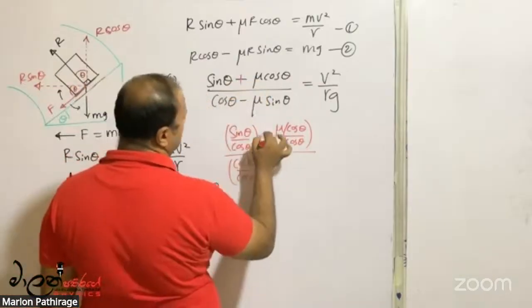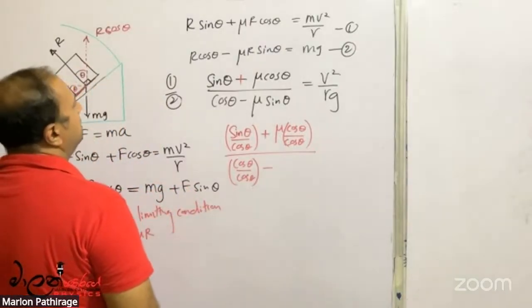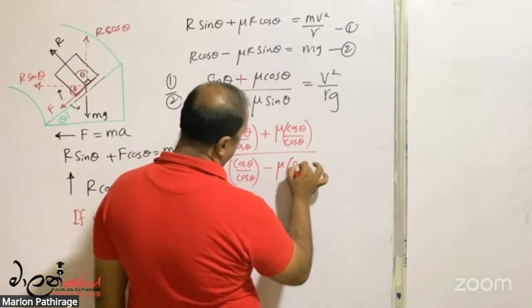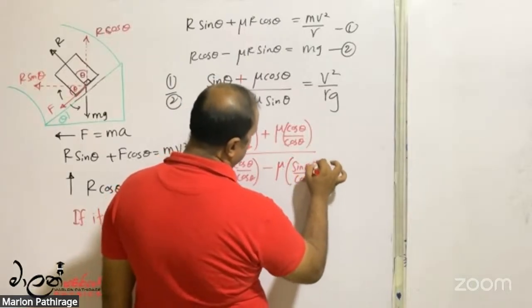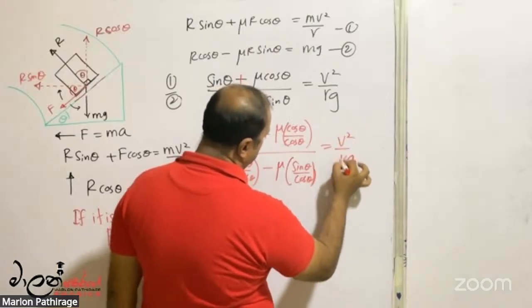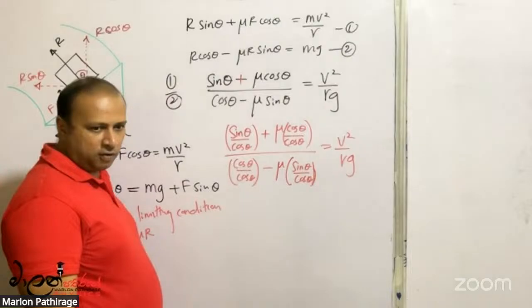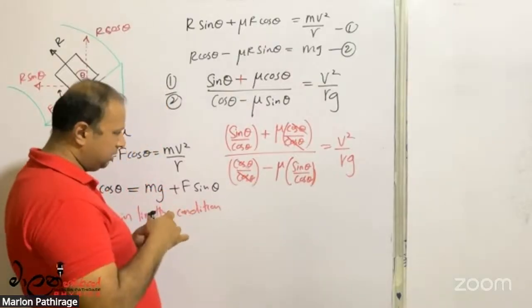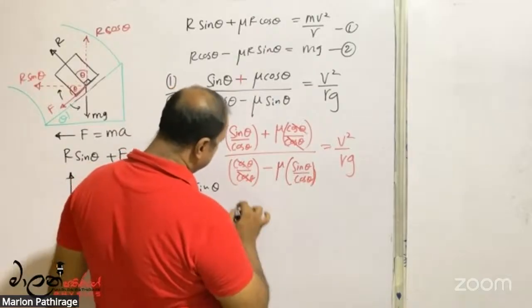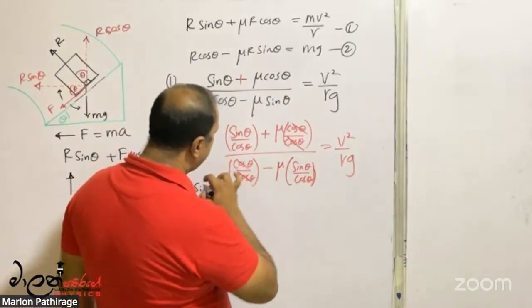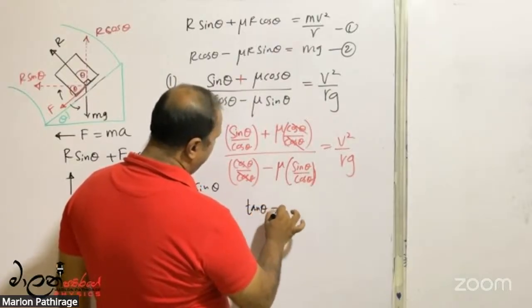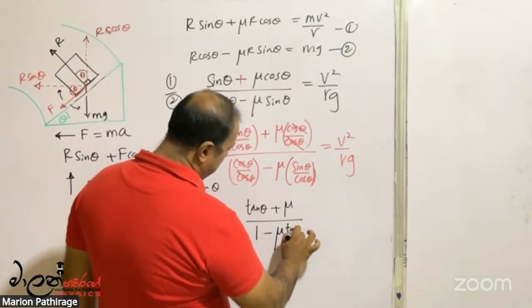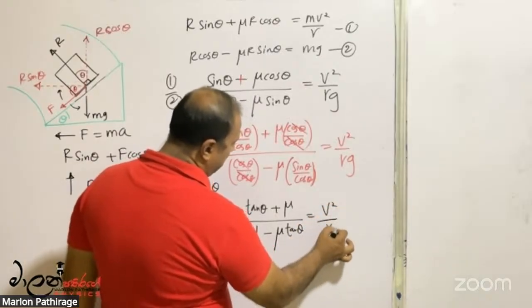Sin theta over cos theta is tan theta. Therefore, tan theta plus mu over 1 minus mu tan theta is equal to v squared over Rg.